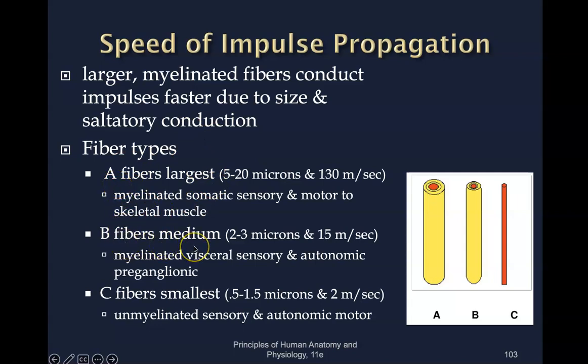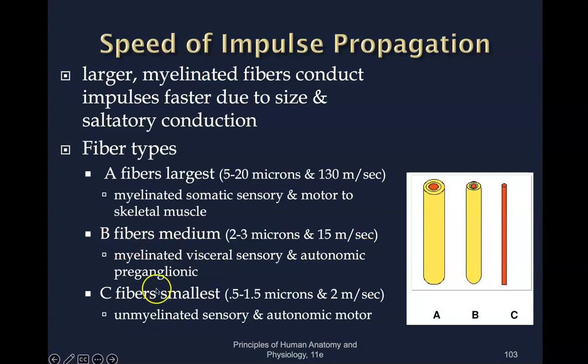B fibers are your medium speed ones. These ones here are medium in diameter, as you can see here, and they're medium in terms of speed. Again, they're myelinated. This is what we call our visceral sensory fibers. These are the ones that are picking up sensory changes in your organs. So for example, as your bladder fills and stretches, it's going to send information back through this visceral sensory fiber, and that's going to be a B fiber.